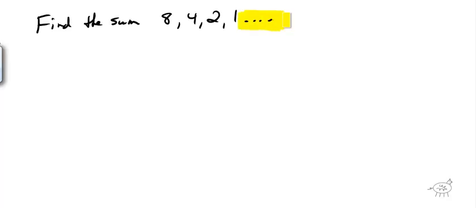If you do not see a dot dot dot there, I'm going to ask you to find the sum of the first 20 terms. Okay, this dot dot dot. When I say find the sum, and I don't say find the sum of the first 20 terms, just find the sum, and there's that dot dot dot, you know it's an infinite geometric series.